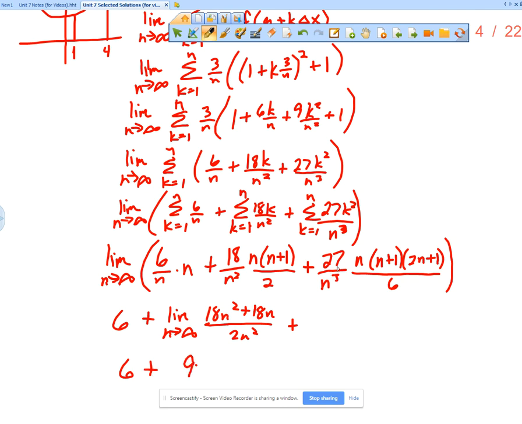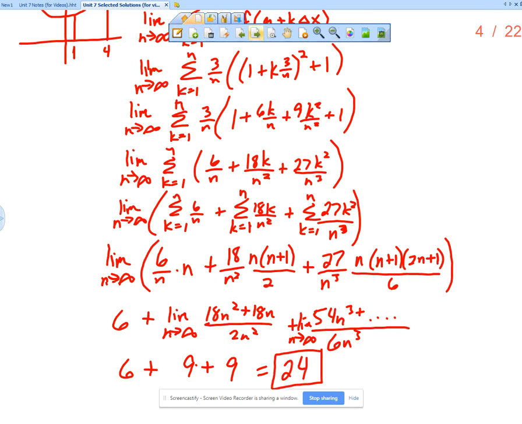For this one, just like earlier, I'm going to multiply this through. So 27 times n times 2n is going to be 54n cubed plus some other stuff I don't really care about, because the denominator is also going to have an n cubed. Remember, I'm evaluating the limit as n approaches infinity. So it would just be found by taking 54 over 6, which you could divide by 2, which is 27 thirds, which is just 9. So 6 plus 9 plus 9, I get 24. So the exact area under the curve is 24.